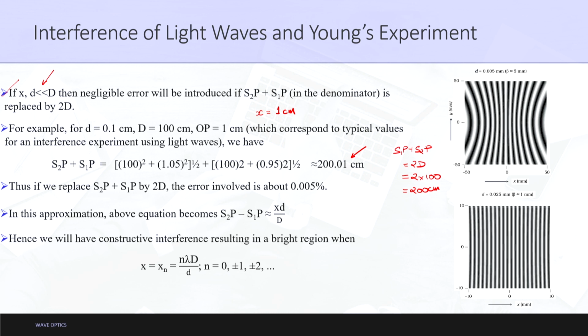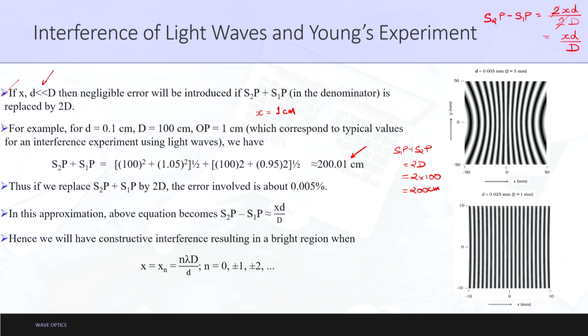Now in this approximation, the above equation becomes, so this is the final important formula, that is S2P minus S1P is equal to xd upon capital D. So how do we find it out? In the last analysis, we found out that S2P minus S1P was nothing but 2xd upon S2P plus S1P. We found out that S2P plus S1P is nothing but 2 capital D. So removing 2 capital D, we get small x small d by capital D. Hence this is an important formula for the interference of light rays, that is, the difference between S2P and S1P is approximately equal to small x small d upon capital D.